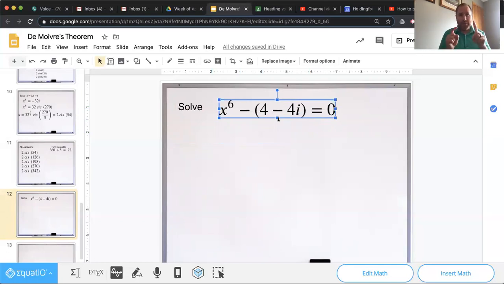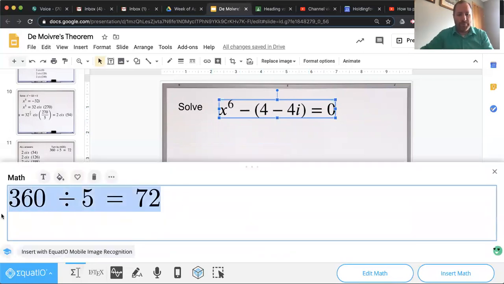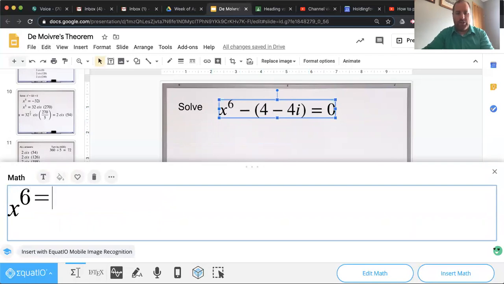So I think of where that one's at. It's going to be easier in trig form. So I'm going to first start x to the 6th. I'd want to solve it first, right? This is 4 minus 4i, right? That's what that is. However, that might be a little bit easier to put in trig form to use the DMT.